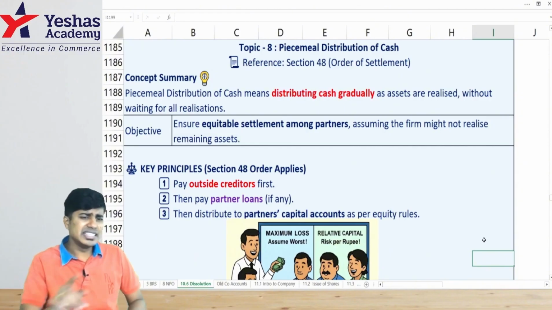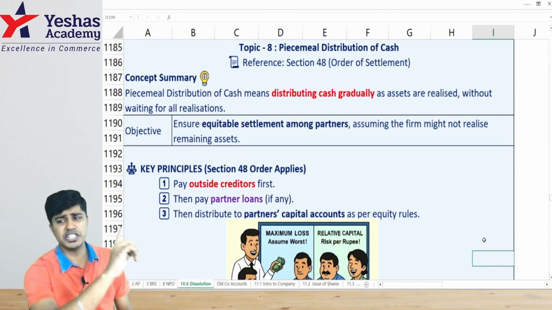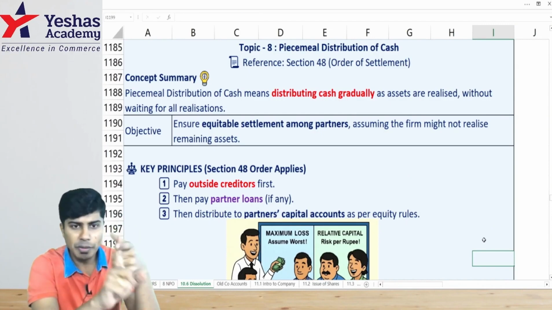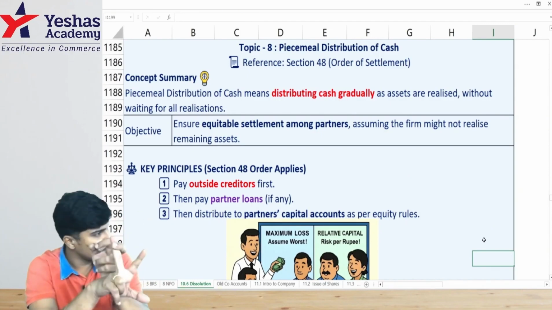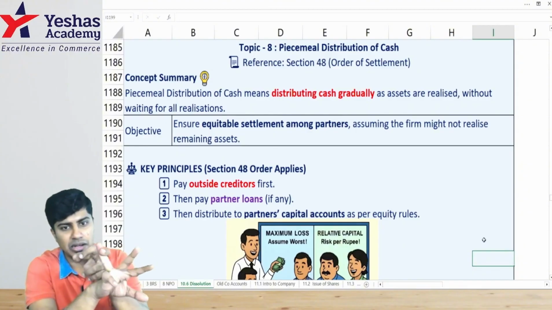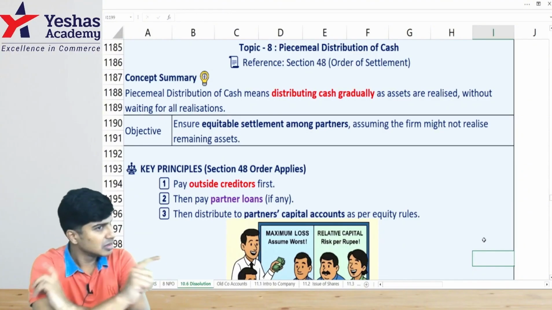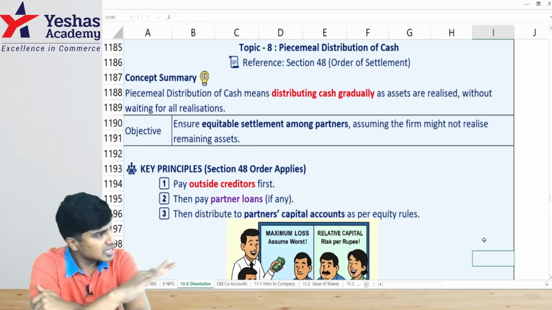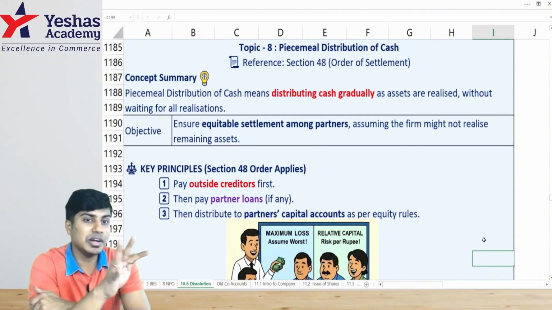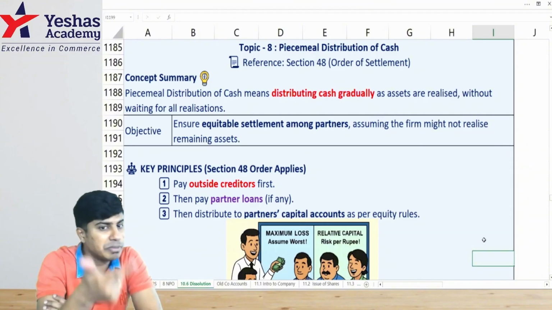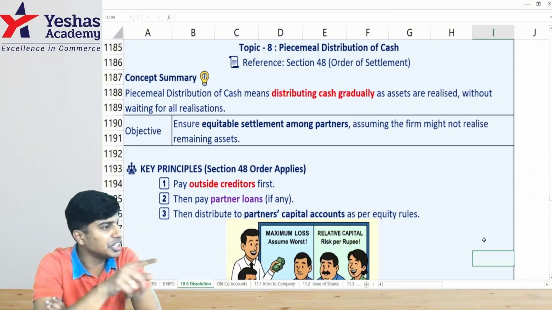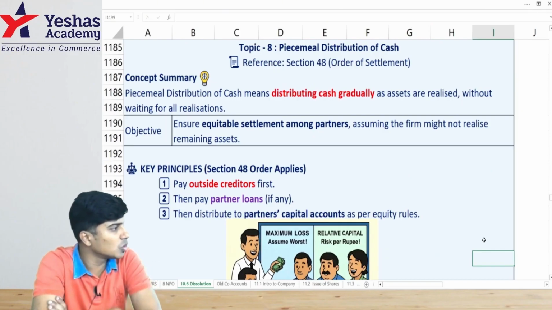Are you getting it? This is again reference to section 48, order of settlement. First you sell assets, then you pay outside liabilities, then you pay partners' loans and advances, then you pay partners capital. When you pay outside liabilities, or partners' loans and advances, there is no method, it's the same. All the outside liabilities have the same priority. If you have creditors 10,000 and bank loan 15,000, whom do you pay first? In 1:1.5 ratio, you pay both. Nobody has priority over the other.